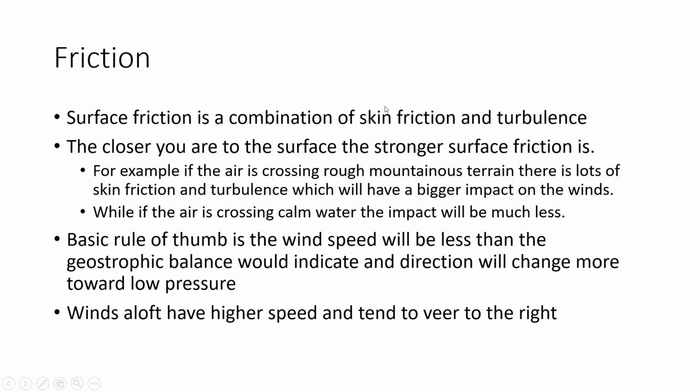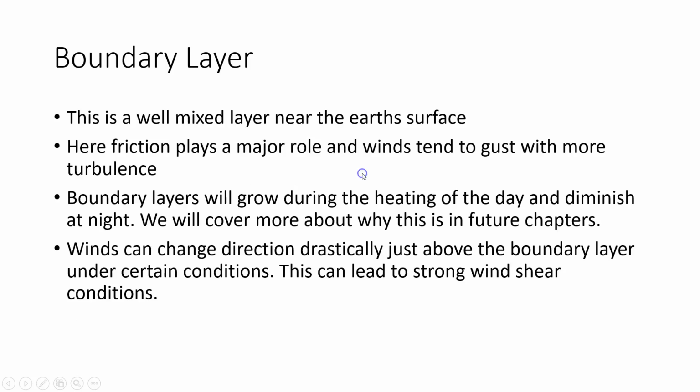And then, of course, friction, again, as you go across mountainous terrain, you get more and more friction. The friction is going to tend to slow the wind speed, but by slowing that wind speed, it's going to tend to want to come back into geostrophic balance, and the wind will tend to move towards low pressure. So when you look aloft, you'll see higher wind speeds, less friction, and winds will tend to be more to the right. They'll veer that way.